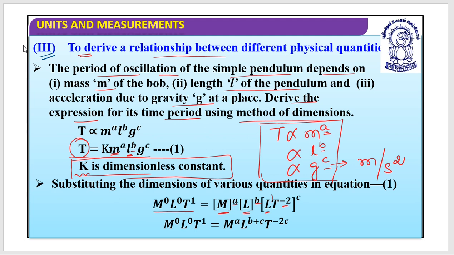Now what we can do is add those things which have the same base. So here it is M to the power A, here L is B, and here it is L to the power 1. So this is L to the power C into T to the power minus 2C. So I should write it as M to the power A, L to the power B plus C and T to the power minus 2C. So now let's move on.